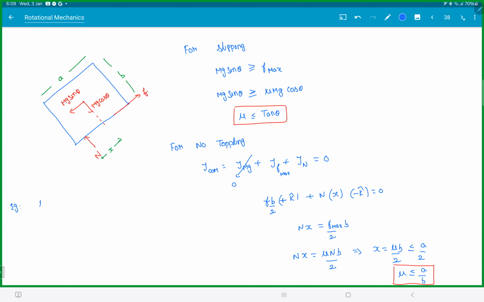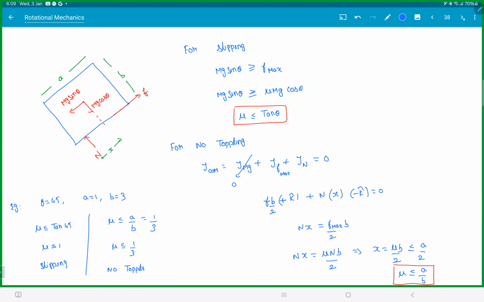Let's say theta is equal to 45, A is equal to 3, and B is equal to 1. So mu is less than or equal to tan 45, so mu less than 1. This is for slipping. Mu less than A by B, this will become 3. Let me take it reverse. A is 1 and B is 3. So mu less than 1 by 3 is for no toppling.